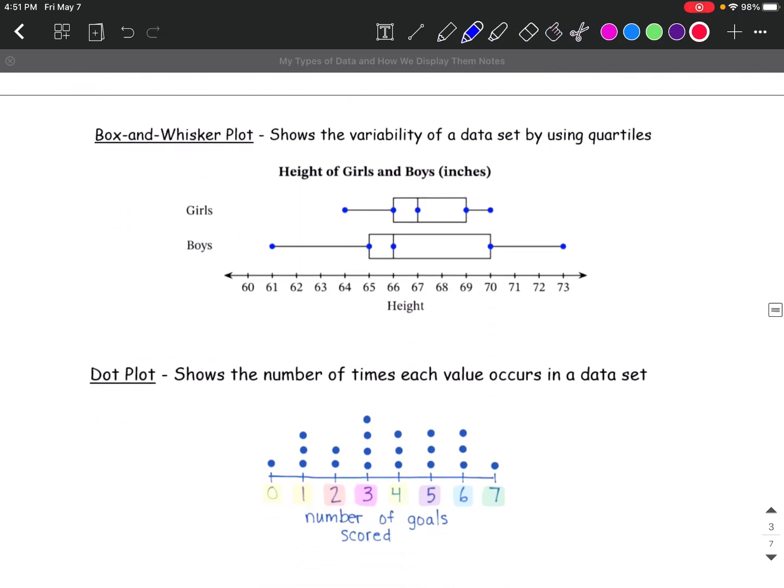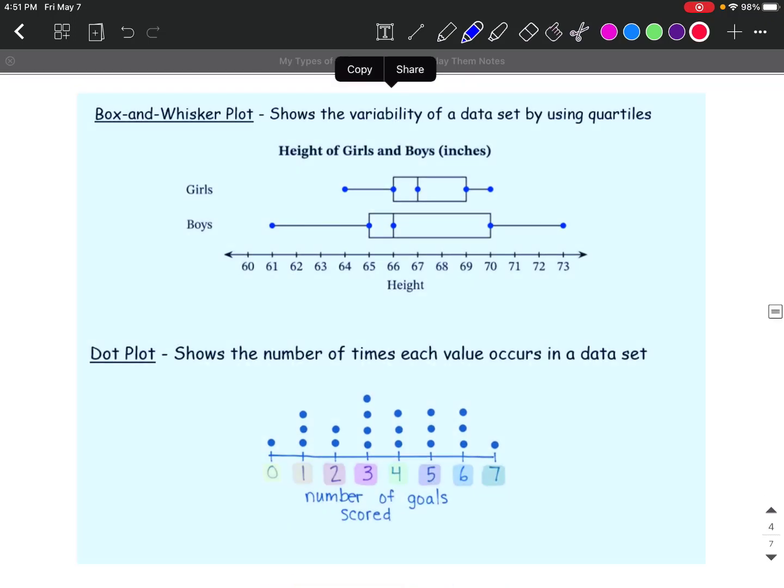Next comes your box and whisker plot. Now the box and whisker plot shows the variability of a data set by using quartiles. That's when you divide it up into 4 parts, and it's divided by percentages. It's not that it's evenly spaced out. You have your lowest over here, you have your highest over here, you have your middle, and you're going to have 25% in here, the next 25% in here, the next 25% in here, and the last 25 in there. Okay, so it's broken up into 4 groups of 25%.